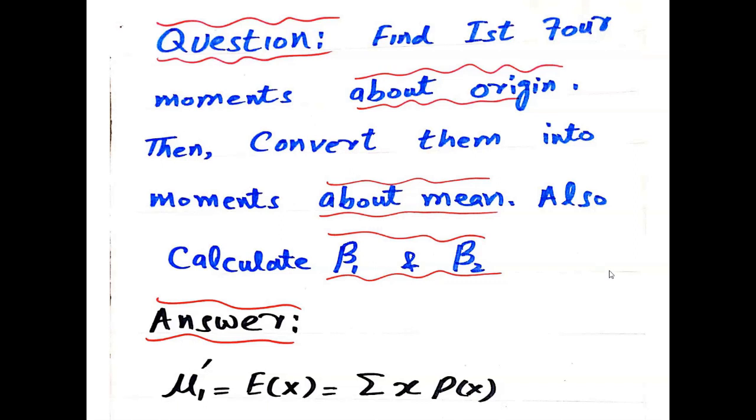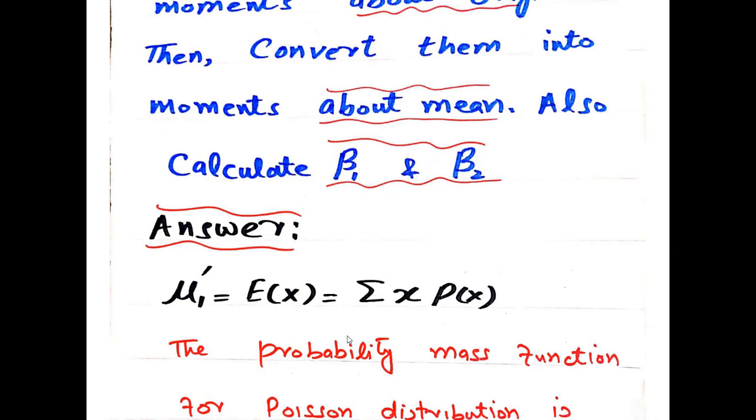In this video, I solve a question about the first 4 moments about origin of the Poisson distribution. Then I convert these moments about origin into moments about mean. In other words, we calculate the moments about mean of the Poisson distribution, and we also calculate beta 1 and beta 2. So now let's start. First moment about origin.